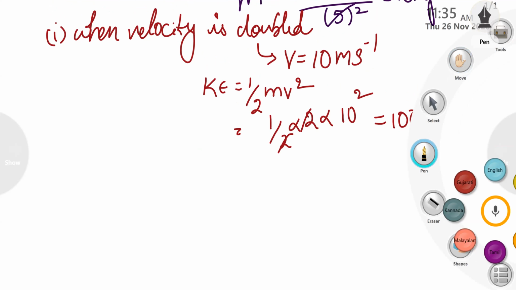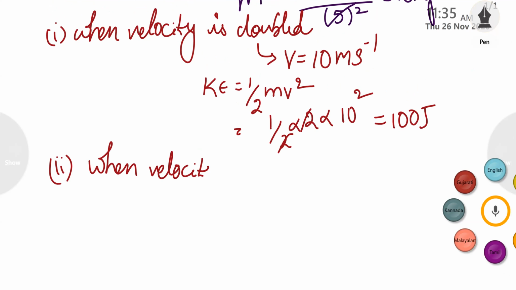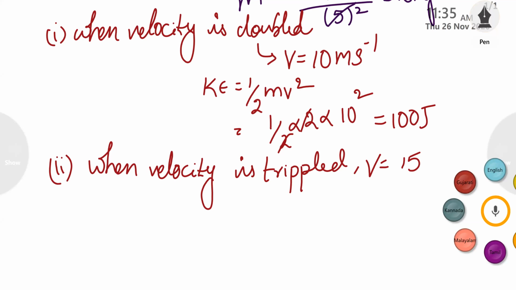Right. So the next case is when velocity is tripled, or it is made into 3 times. So velocity given in the question is 5, and triple means into 3. So 5 threes are 15. So it is 15 meters per second.